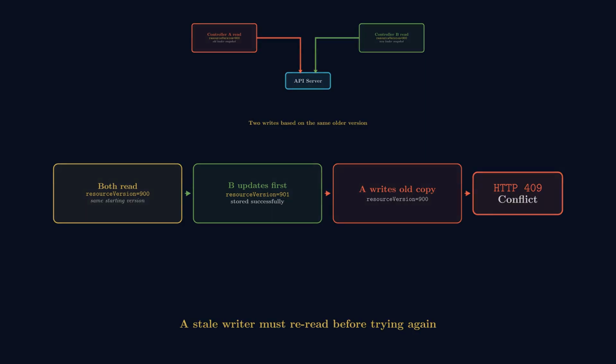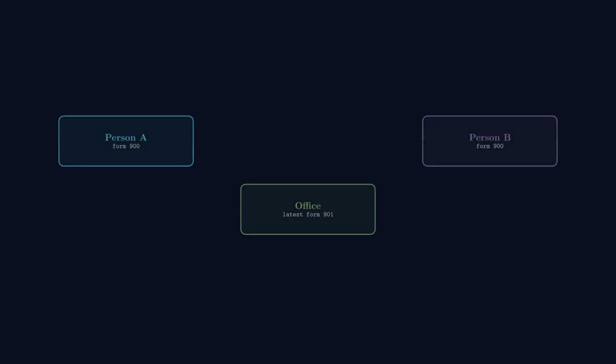Think of resource version like a numbered form. Two people both receive form number 900. Person B submits a change first, so the office creates form 901. When person A later arrives with a change based on form 900, the office says, "This copy is old. Read the latest form and decide again."